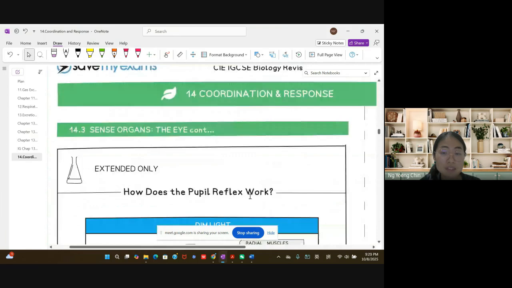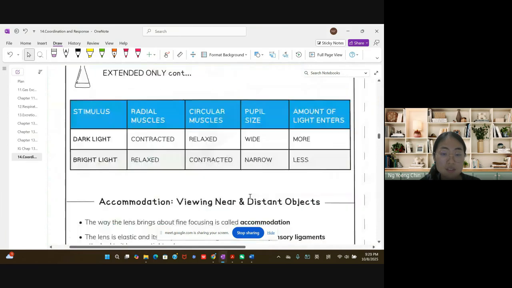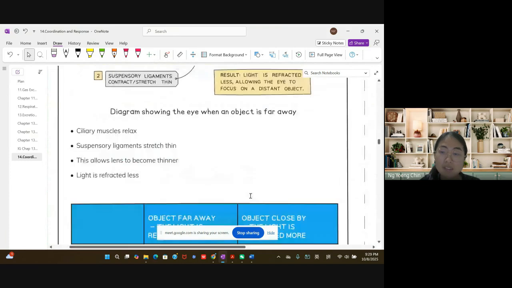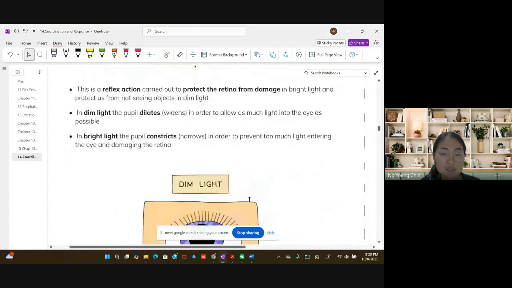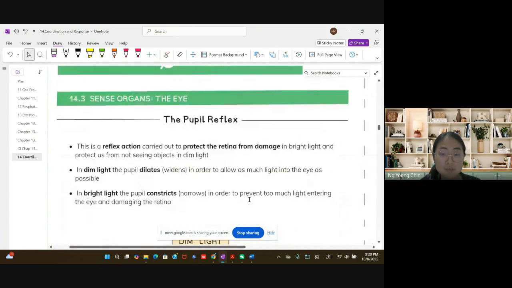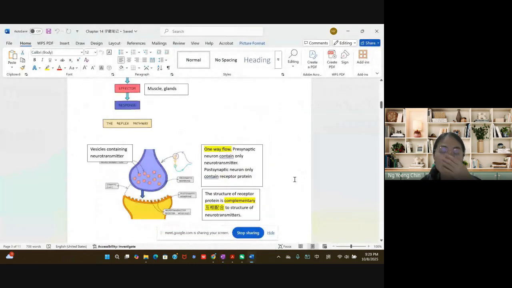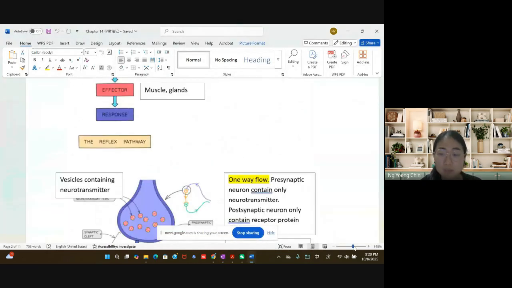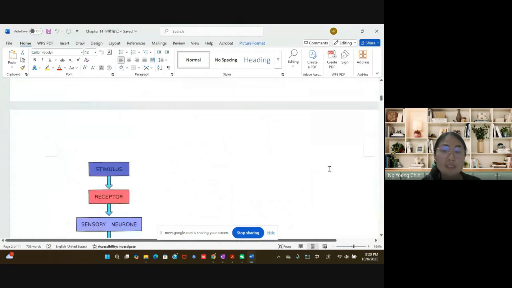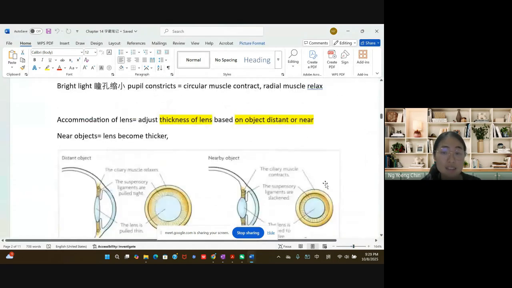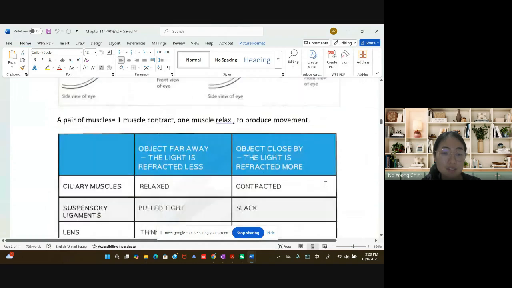Later, let me show you another thing. I think I'll open this note to show you better. This one I will send to you later. You can have a look. This note already summarizes all the important points for chapter 14. Let me show you.